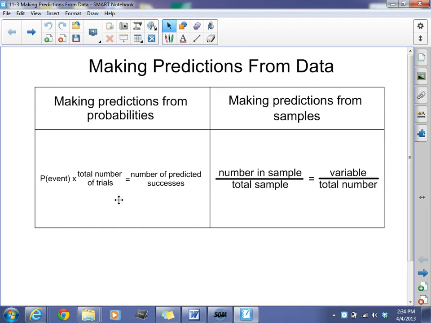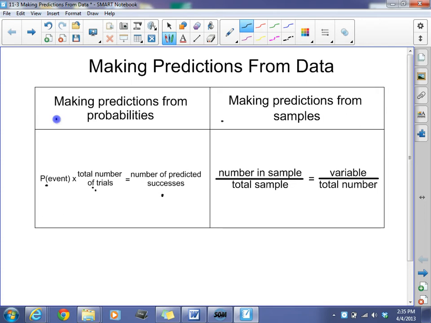Now, let's very quickly talk about these two ways. The first one, we're going to be making predictions from probabilities. The probability of the event times the total number of trials is going to equal the number of predicted successes. For example, if I want to know how many times I will win a game, if I know the probability and how often I try it, I can predict the number of times I will be successful at a game.